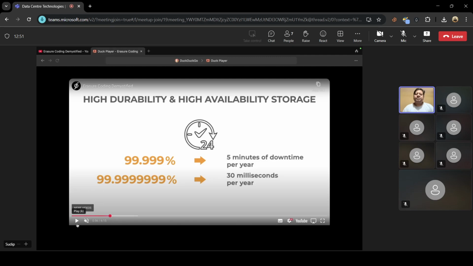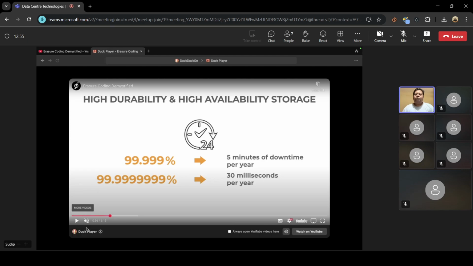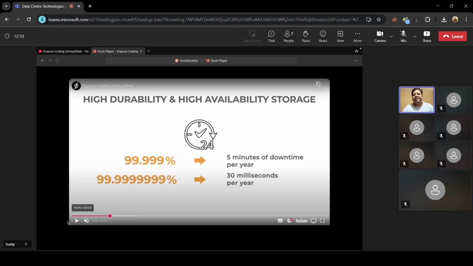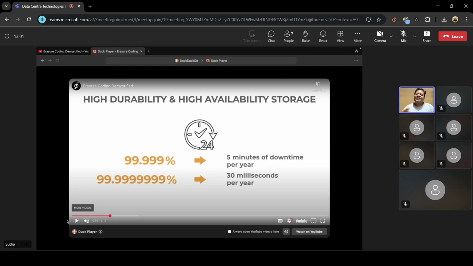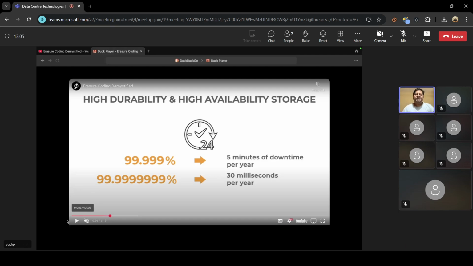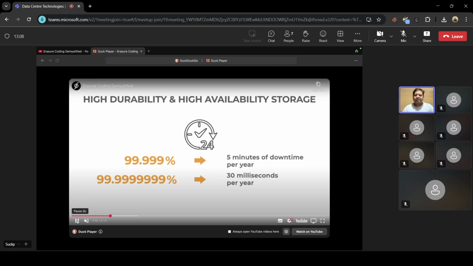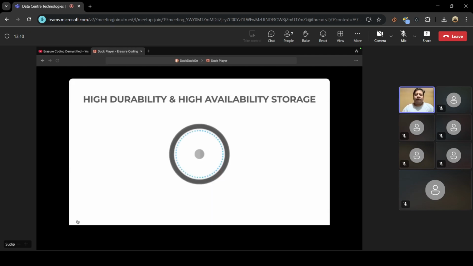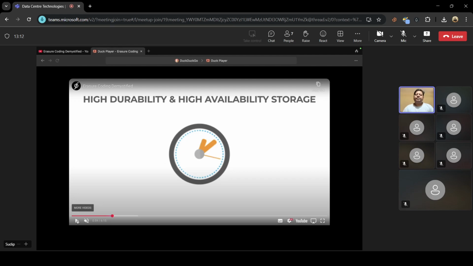And with SSDs, the expectation is even higher. Your downtime can be no more than 30 milliseconds per year. Crazy. That means even for a single second, your storage system cannot go down. That's the expectation. So now one learning task for today.